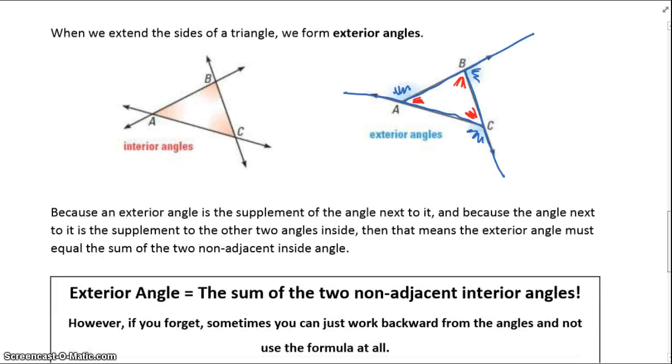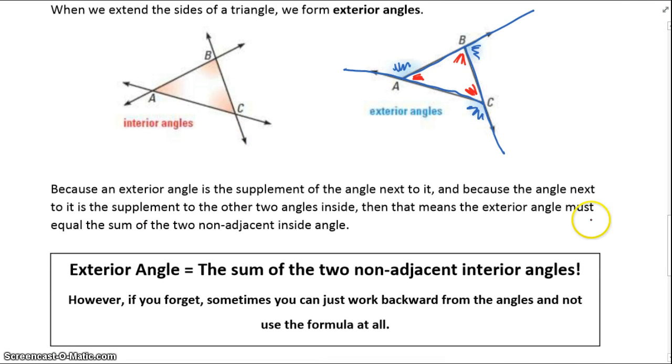Well, because an exterior angle, this is going to sound crazy at first, but we'll practice. An exterior angle is the supplement of the angle next to it, and because the angle next to it is the supplement to the two other angles inside, then that exterior angle must be equal to those two angles inside. So let's actually talk about what that means.